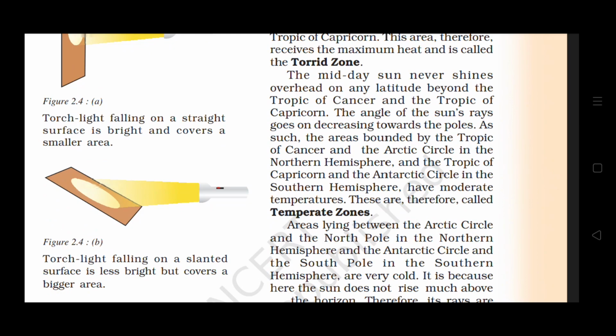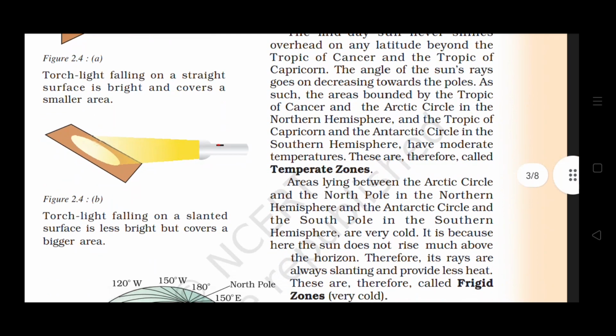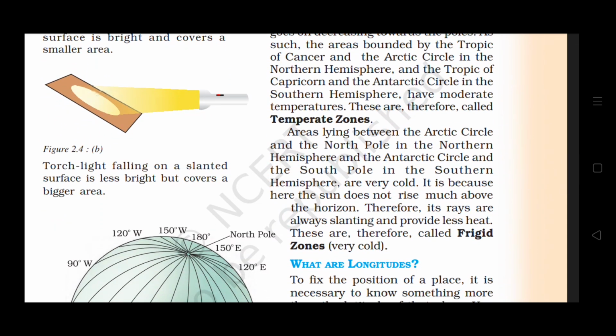As such, the areas bounded by the Tropic of Cancer and the Arctic Circle in the northern hemisphere, and the Tropic of Capricorn and the Antarctic Circle in the southern hemisphere, have moderate temperature. So these are called the temperate zones. The areas between them are called the temperate zone because the sunlight falling on it is less.